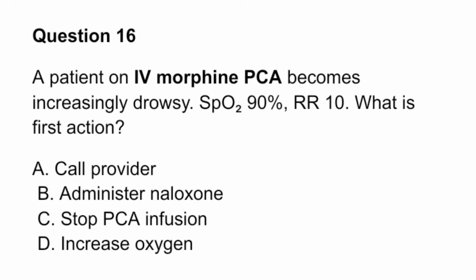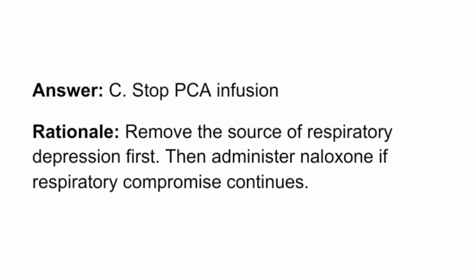Question 16. A patient on IV morphine PCA becomes increasingly drowsy. SpO2 90%, RR 10. What is first action? A. Call provider. B. Administer naloxone. C. Stop PCA infusion. D. Increase oxygen. Answer C.